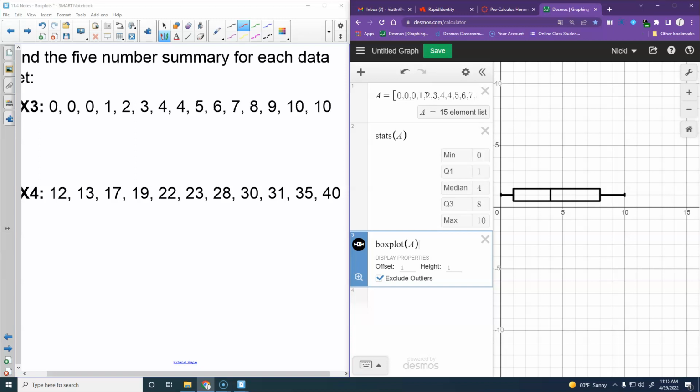Hey, you got it to work there. Good. All right, so you should have something that looks like this right here. And we're going to write down over here our minimum is 0. Q1 is 1. Median is 4. Q3 is 8. The maximum is 10.